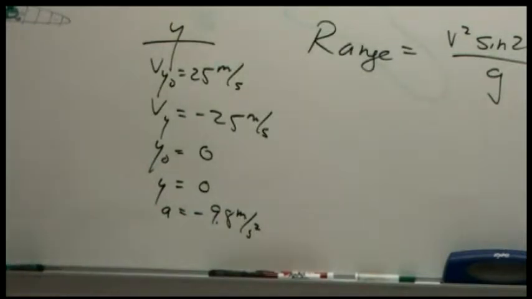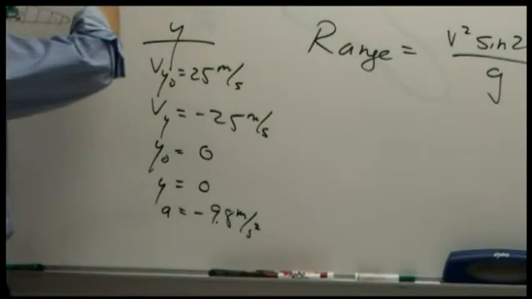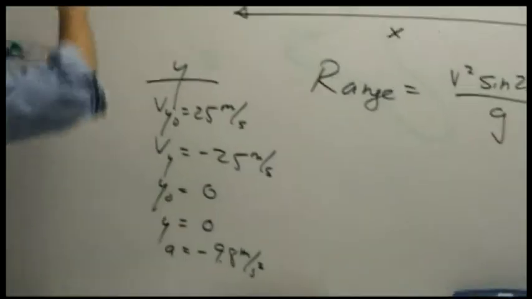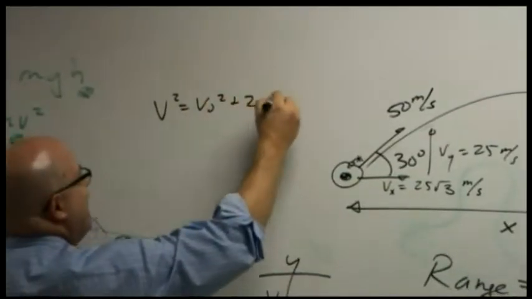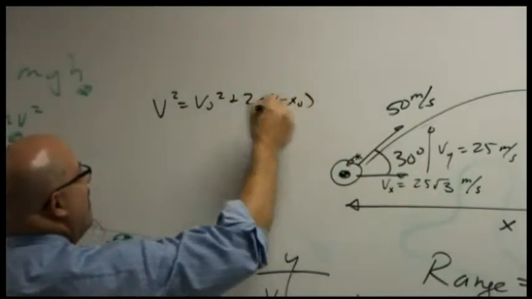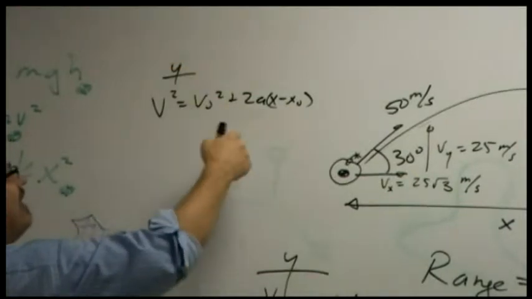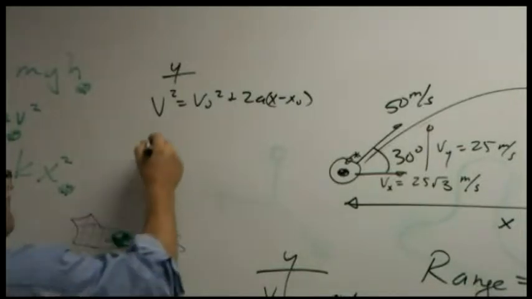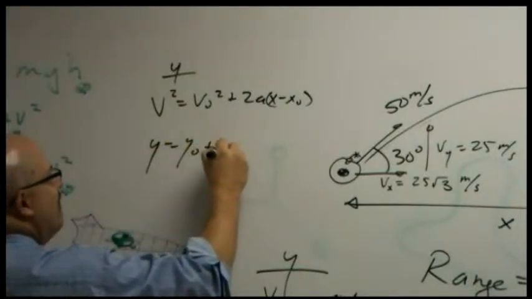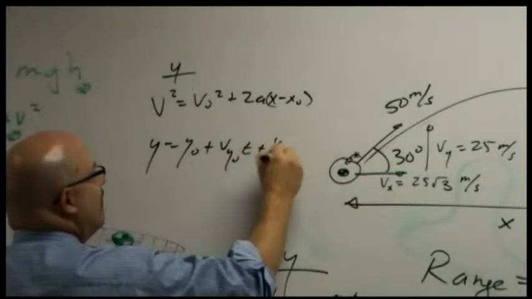V squared equals V naught squared plus 2a times x minus x naught, or the y equivalent of that, right? That doesn't even have t in it. Now that one won't work because we don't have time. We're looking for time, and that doesn't have time in it. I meant the one with x, I just didn't say that one.